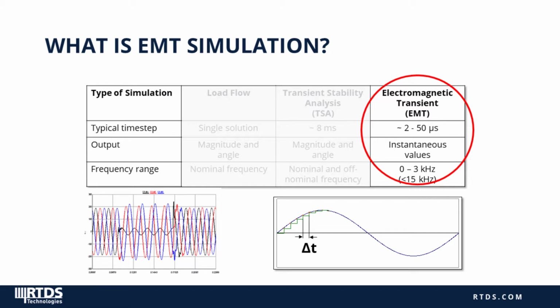The simulation that you see in today's demonstration is electromagnetic transient, or EMT, simulation. EMT simulation provides a time-varying instantaneous value output. So the simulation output ideally gives you a waveform like the one shown here, which matches the current or voltage waveform if it was to be measured from the real system.